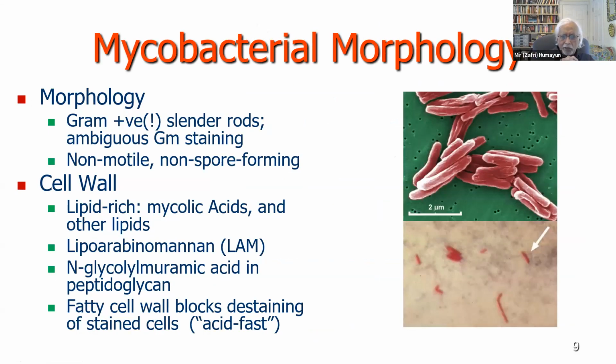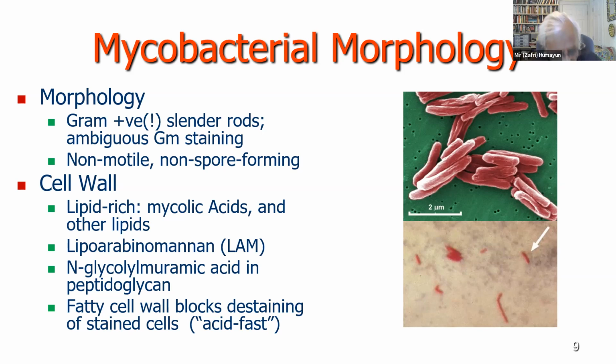All right, let's take a look now at mycobacterial morphology. First of all, Mycobacterium tuberculosis is a gram-positive slender rod, but it doesn't stain like a classic gram-positive organism. Okay, its staining is actually ambiguous with gram stain. This organism is non-motile and is non-spore forming.